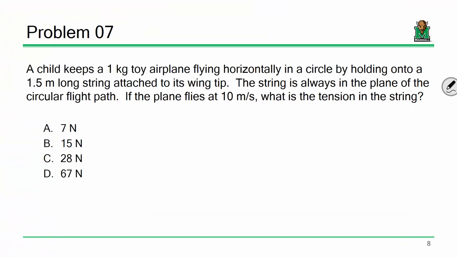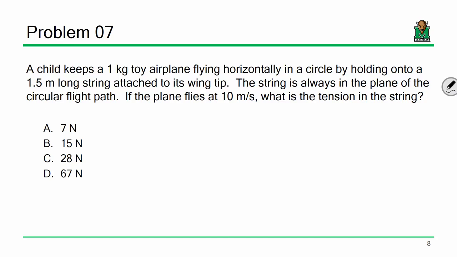Okay, so problem number 7 deals with centripetal acceleration, or centrifugal. I can never say those two words appropriately. I get tongue twisted. Okay, so we have a child with a toy airplane. It's a 1 kilogram toy plane, and it's flying horizontally in a circle.